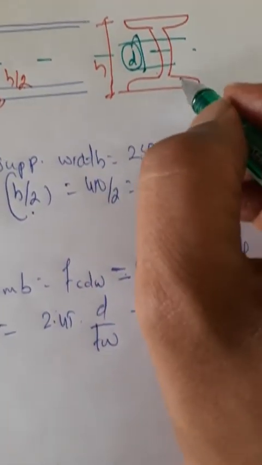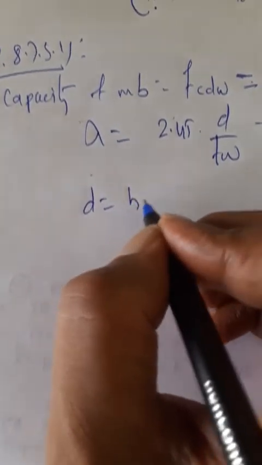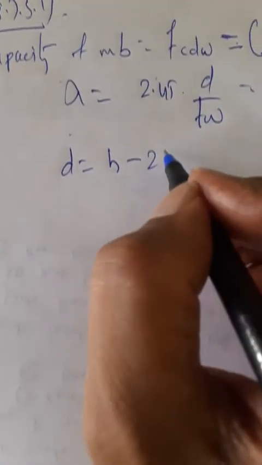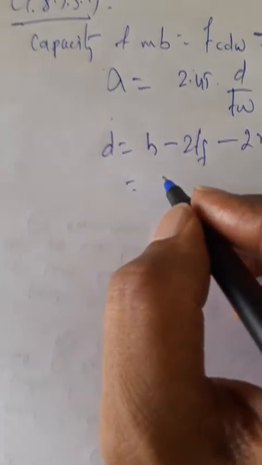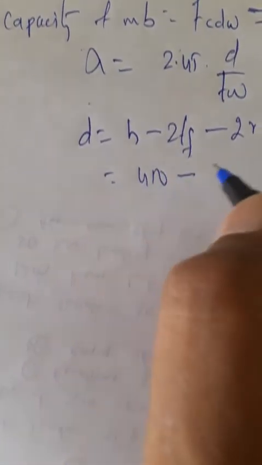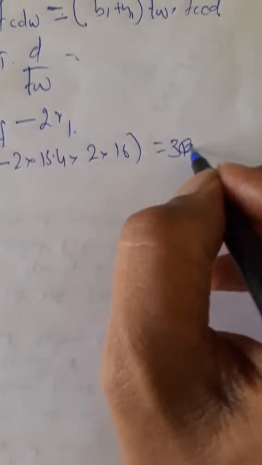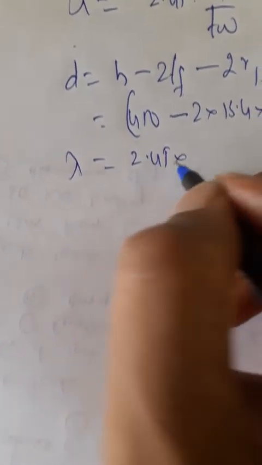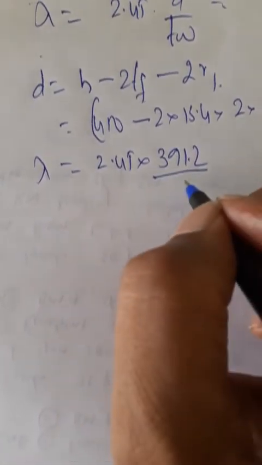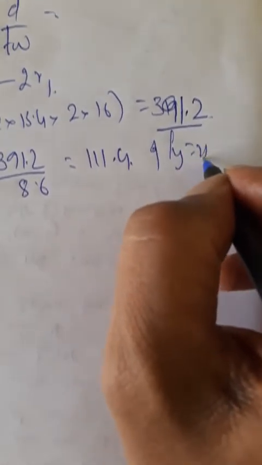This is the D. This is TF, and D is given by H minus 2 into TF minus 2 into R1. TF and R1 you get from steel tables for ISLB 450. So H is 450 minus 2 into 13.4, thickness of flange, minus 2 into R1, 16. So solving this you have the answer 391.2. Therefore lambda is equal to 2.45 into 391.2 divided by 8.6. So you have the answer 111.4, and Fy is 250.